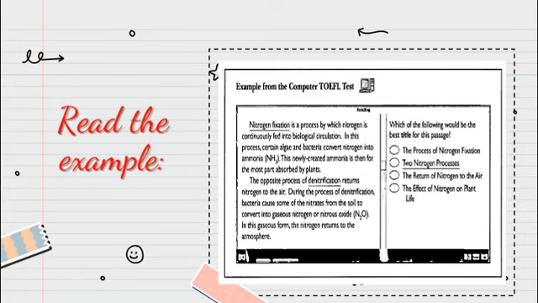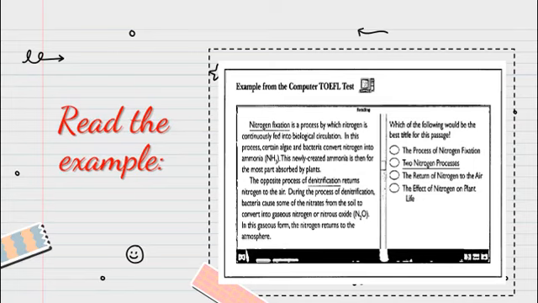Example: Nitrogen fixation is a process by which nitrogen is continuously fed into biological circulation. In this process, certain algae and bacteria convert nitrogen into ammonia, NH3. This newly created ammonia is then for the most part absorbed by plants. The opposite process of denitrification returns nitrogen to the air. During the process of denitrification, bacteria cause some of the nitrates from the soil to convert into gaseous nitrogen or nitrous oxide, N2O. In this gaseous form, the nitrogen returns to the atmosphere.